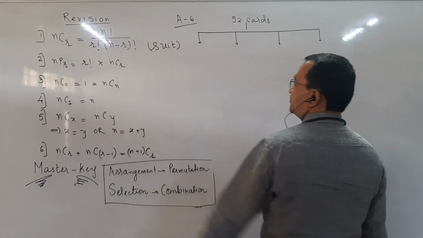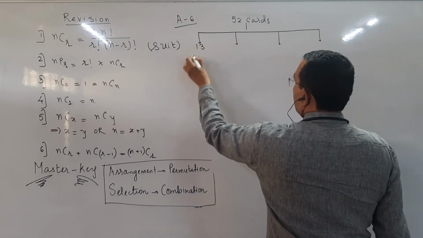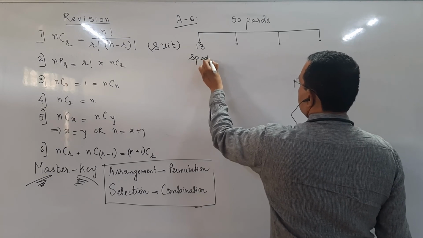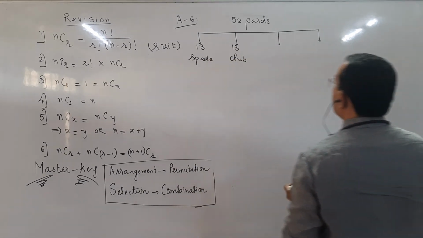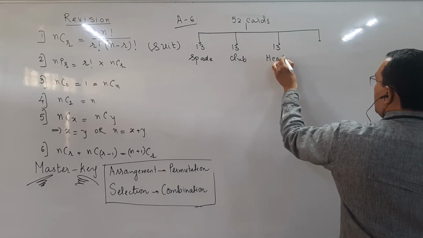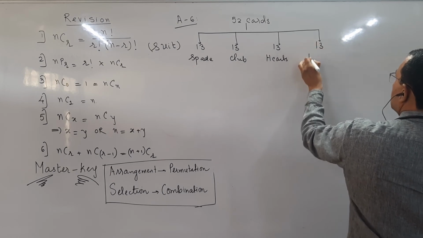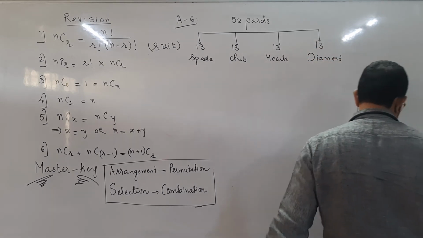S-U-I-T, suit. The 13 cards are of spade. Other 13 cards are of club. Another 13 cards are of hearts. And another 13 cards are of diamond.